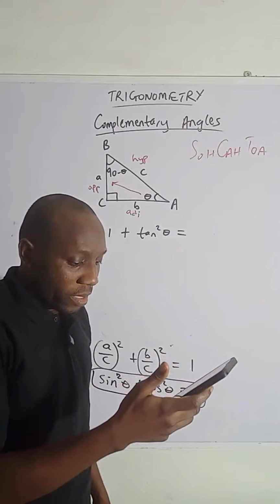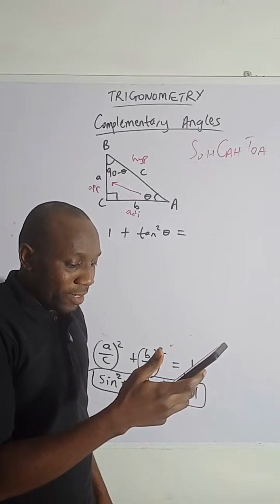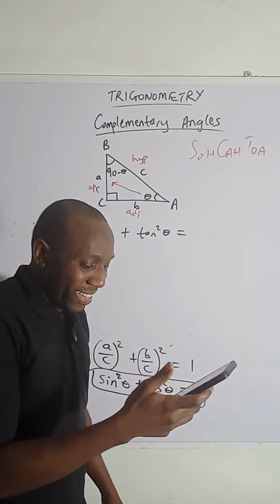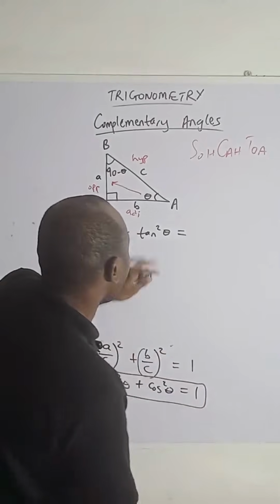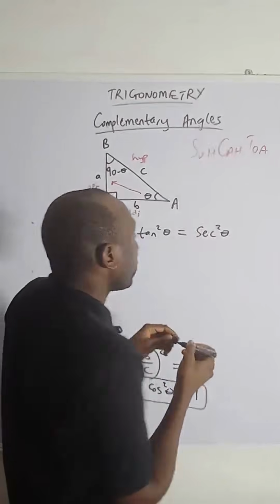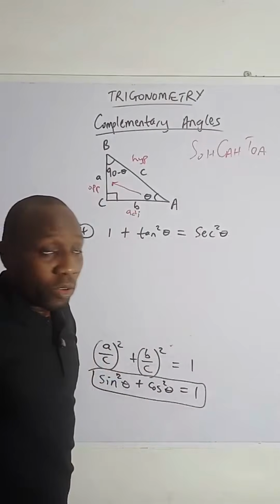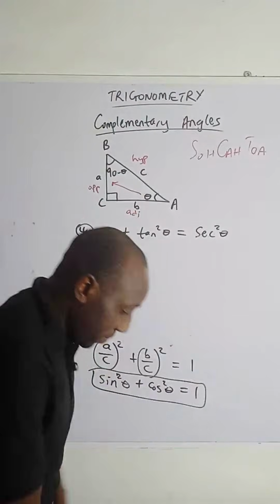Cos square theta. Are you sure? Oh, somebody got the answer already. Shubham, you are welcome again. Yes, it is right. 1 plus tan square theta is equal to sec square theta. And we're going to show this now. 1 plus tan square theta is equal to sec squared theta.